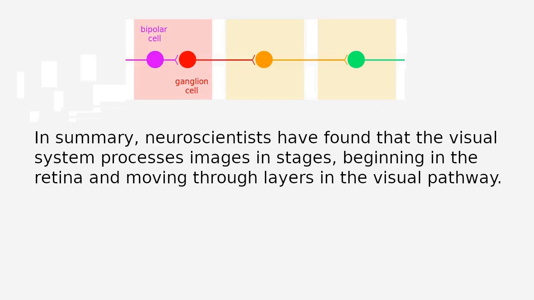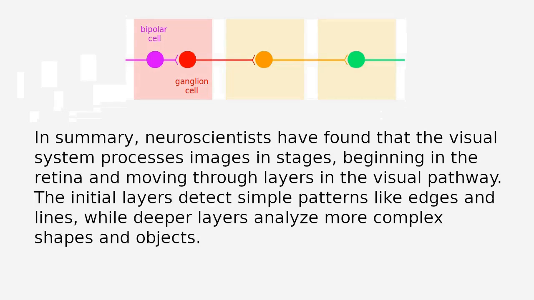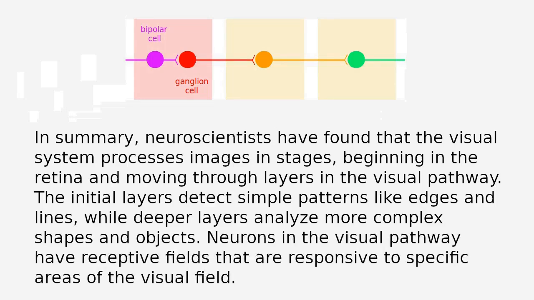In summary, neuroscientists have found that the visual system processes images in stages, beginning in the retina and moving through layers in the visual pathway. The initial layers detect simple patterns like edges and lines, while deeper layers analyze more complex shapes and objects. Neurons in the visual pathway have receptive fields that are responsive to specific areas of the visual field.